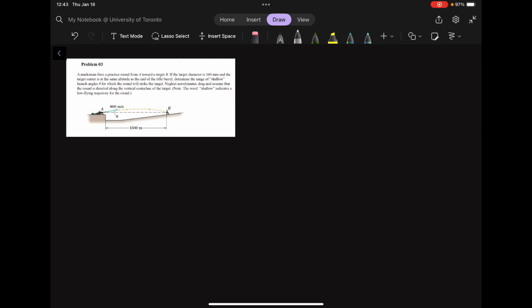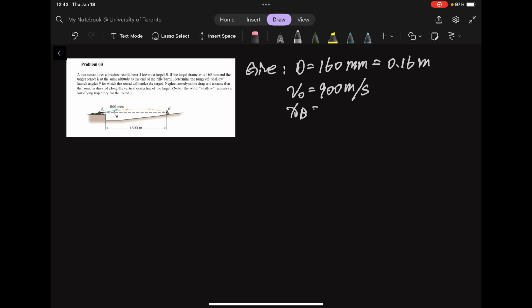Question number 3. A marksman fires practice from A towards B, and the target has a diameter of 160 millimeter, which is equal to 0.16 meter. We also have the initial velocity, which is equal to 900 meter per second, and the distance from A to B, xb, is equal to 1500 meter. What we need to find is the range of theta. Theta right here is the angle of shooting.